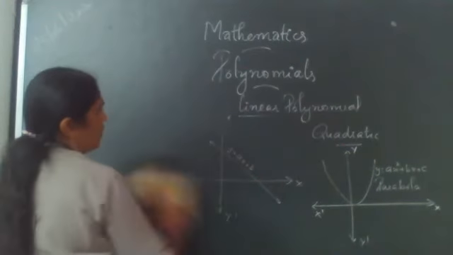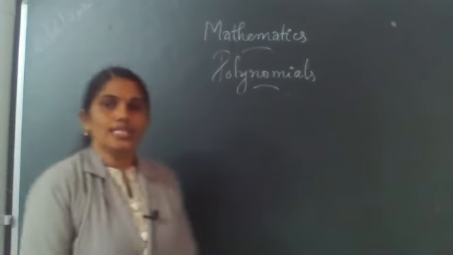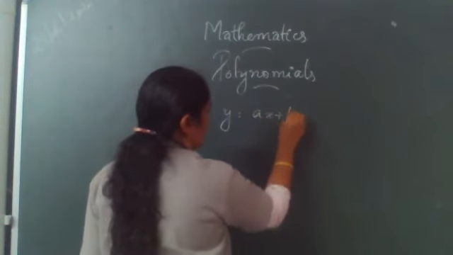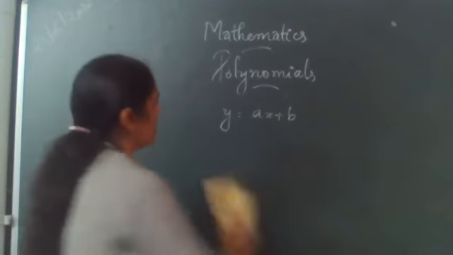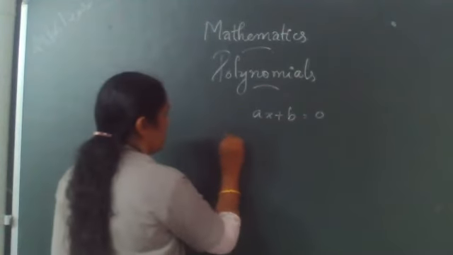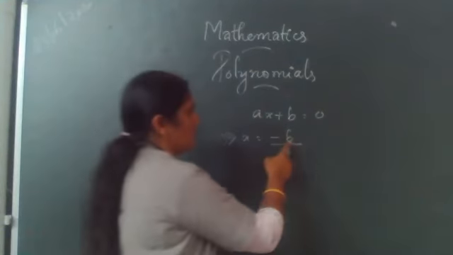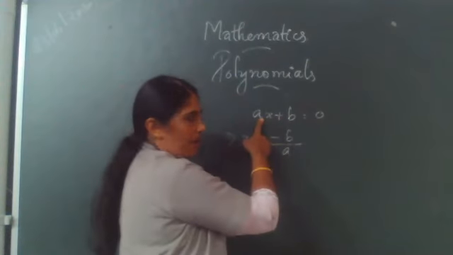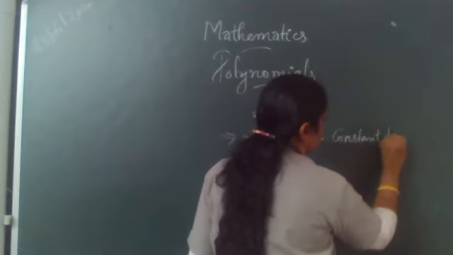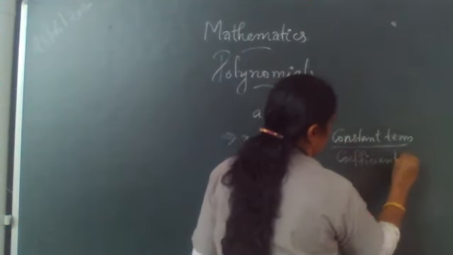Then next, how to find the zero of a linear polynomial? We know the general form of a linear polynomial is ax plus b, which equals 0. How to find the zero? Here x is equal to minus b by a is the zero of the linear polynomial. Minus b is the constant term and a is the coefficient of x. So we have to write minus of constant term by coefficient of x.